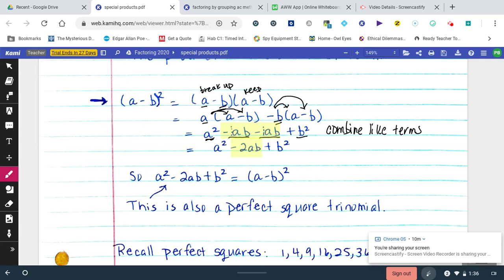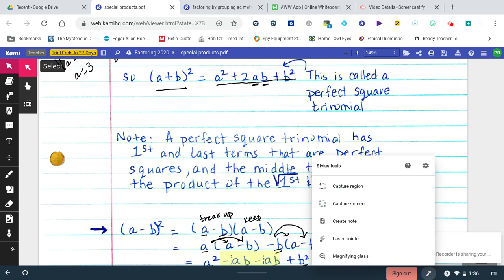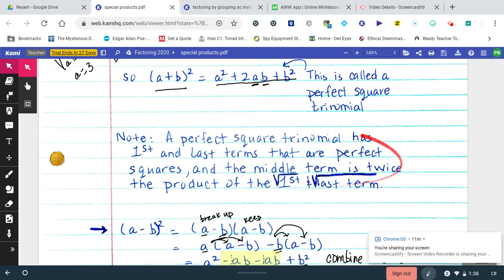Now let's see if the same conditions hold true as they did up here. It says a perfect square trinomial has first and last terms that are perfect squares, and the middle term is twice the product of the square root of the first and last term. And I'm just going to put underneath here.